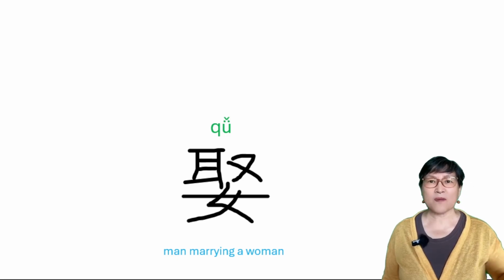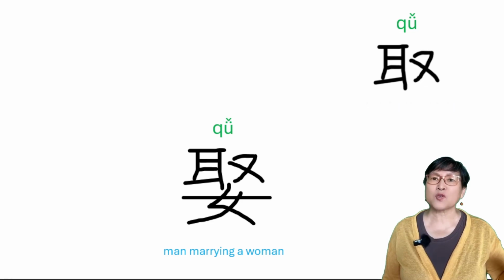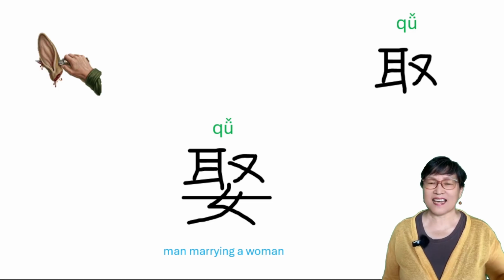The character is formed from two parts. The bottom 女 contributes the meaning. The top component 取 means to take or to obtain, contributing both sound and meaning to this compound character. The character 取, to take, has an interesting history of its own. It is a meaning combined character formed from two parts, ear and hand.